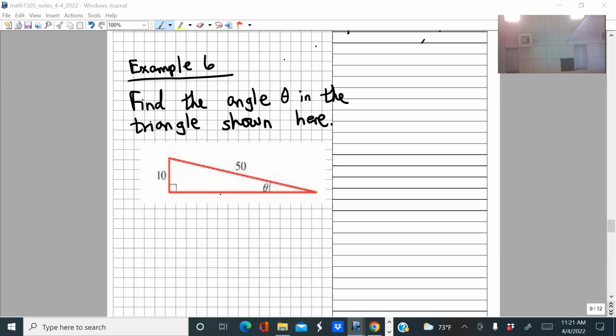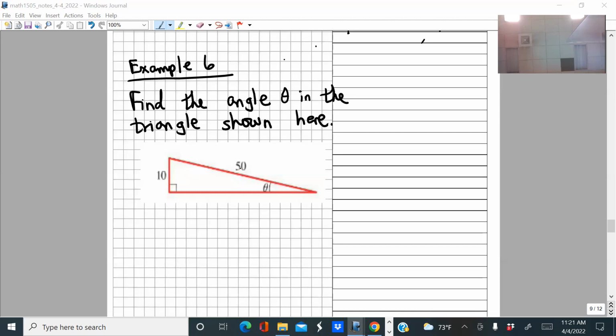No, not the Pythagorean theorem, right? We could use the Pythagorean theorem to find the length of this side, but we're not looking for the length of this side. We're looking for the size of this angle. So what trig ratio could we set up involving theta using the information that we do know, Hannah? Sine, right? Because we know the opposite and we know the hypotenuse, correct?